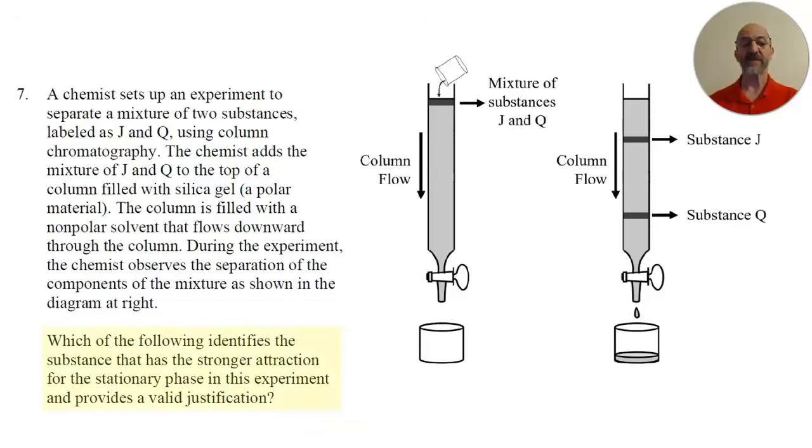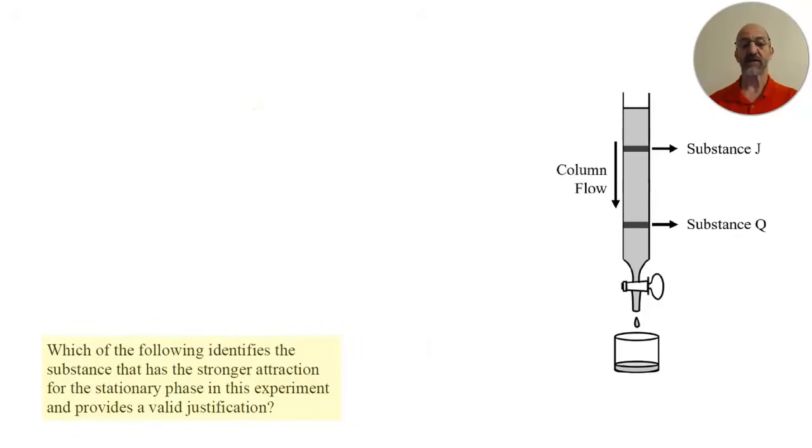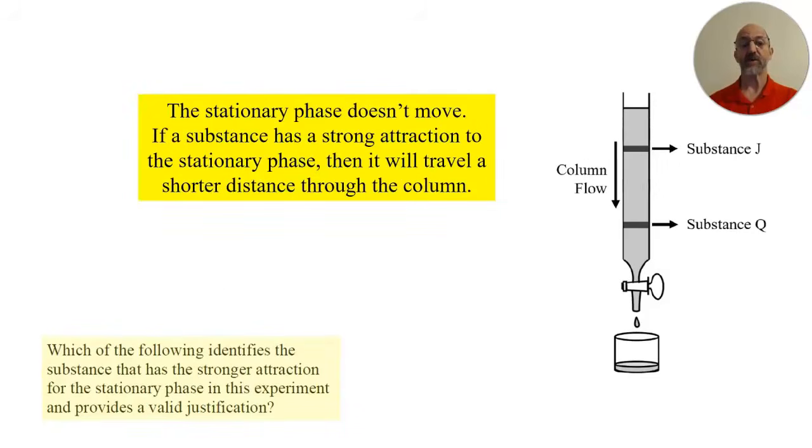Which of the following identifies the substance that has the stronger attraction for the stationary phase in this experiment and provides a valid justification? So the stationary phase, so not the mobile phase, the stationary phase. The stationary phase doesn't move, so if a substance in the mixture has a strong attraction to the stationary phase, then it will travel a shorter distance through the column, and so that would be substance J. Substance Q is moving very quickly through the column, but substance J is not moving very quickly, so substance J must be more strongly attracted to the stationary phase.